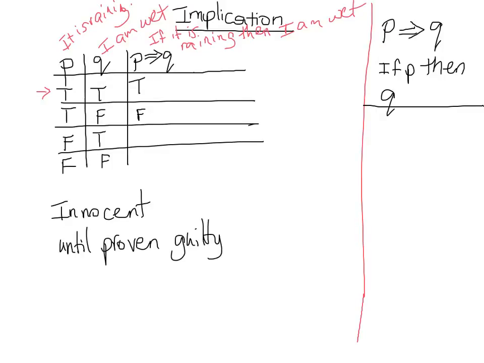So in the third column and the fourth column, it's not raining. It's false that it's raining. So we have no idea what happens when it is raining. No idea whatsoever, since it's not raining. So if somebody tells you if it is raining, then I am wet, you have to assume that person is innocent until proven guilty. You have to accept that that is probably true, unless you can prove it false.